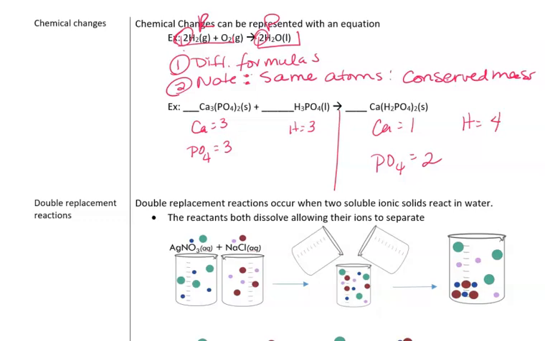Let's start with my calciums. If I put a 3 here, then I have 3 calciums. 3 times 2 gives me 6 phosphates. And 3 times 2 is 6 times 2 is 12 hydrogens. So if I need 12 hydrogens on my reactant side, I would need to put a 4 here. 4 times 3 is 12. And that means I would have 4 phosphates plus these 2 from the calcium phosphate would give me 6 phosphates.